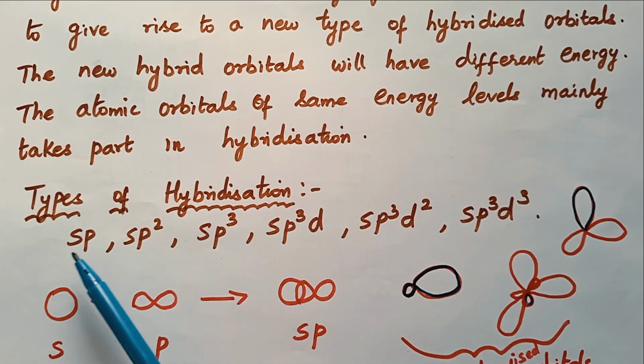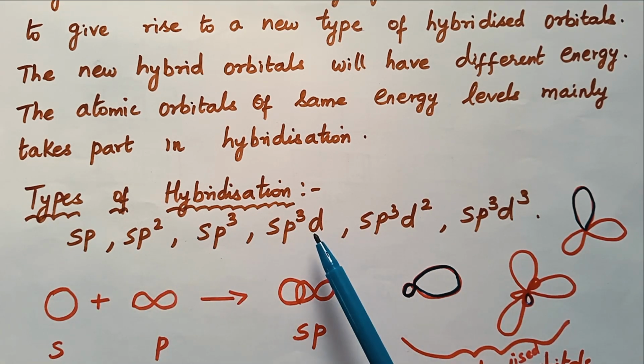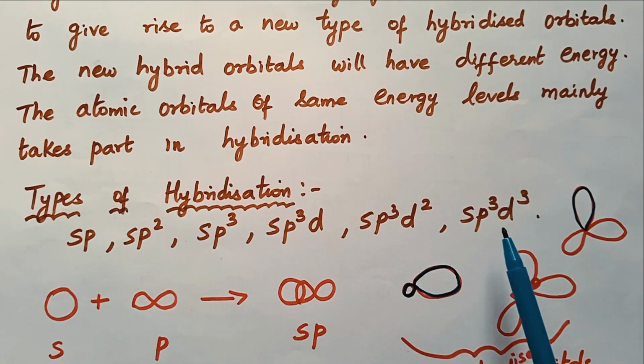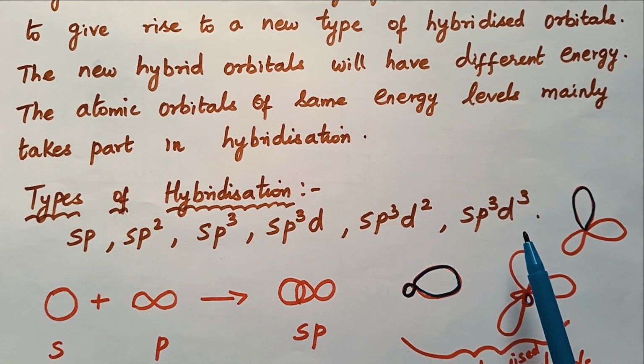Okay, next we will see the types of hybridization. sp, sp2, sp3, sp3d, sp3d2 and sp3d3 are the types of hybridization. Next we will see the representation of hybrid orbitals.